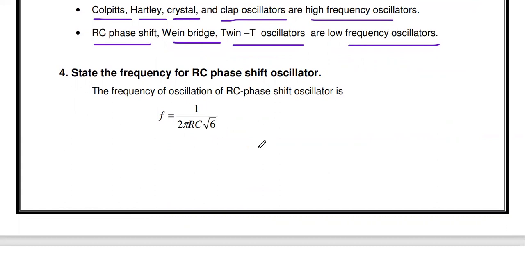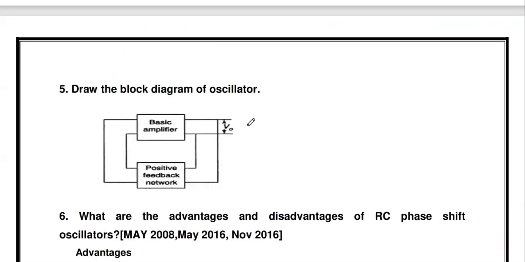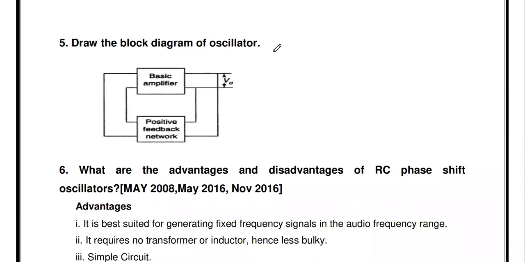So that is a very important 2-mark question. Using this frequency formula and the condition formula, we may get the 2-mark problem also. So the problem is also important in this unit. Here the question: state the frequency for RC phase shift oscillator. For RC phase shift oscillator, the frequency of oscillation is f equal to 1 by 2 pi RC root 6, where R and C are the resistor and capacitor used in the feedback network of this RC phase shift oscillator.